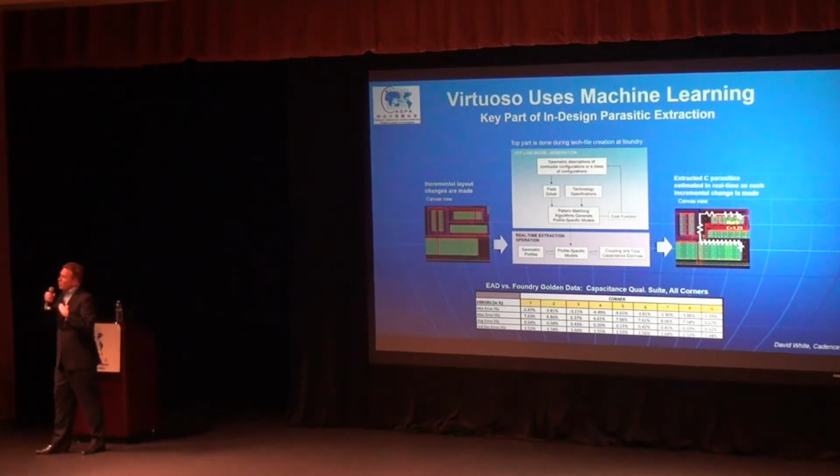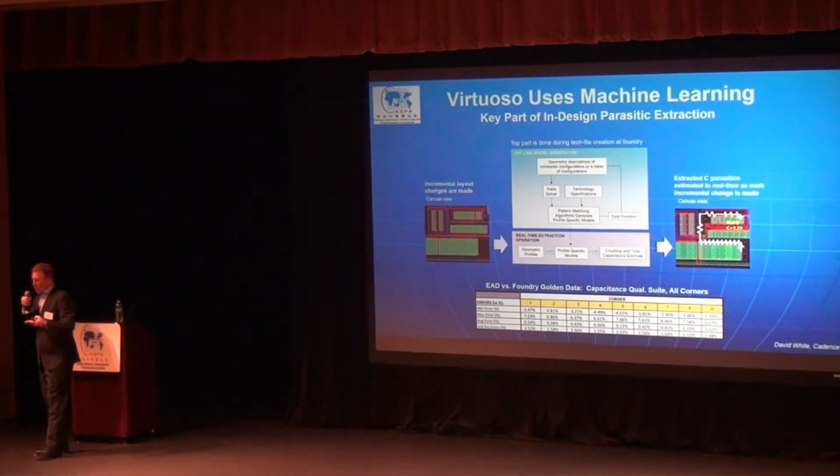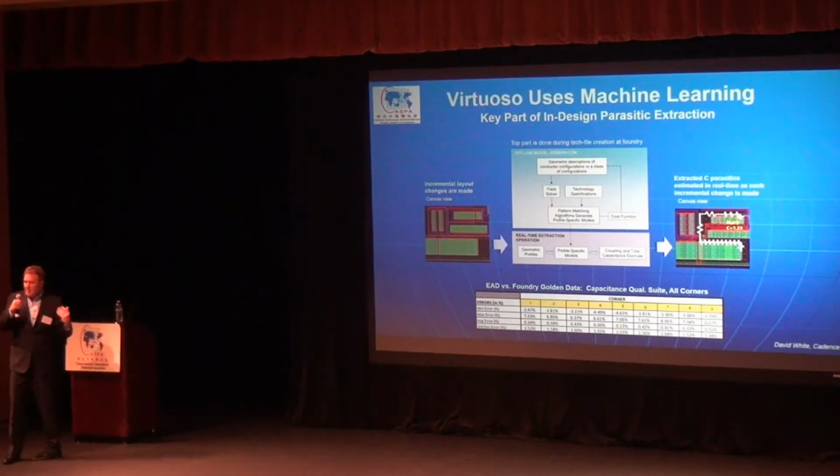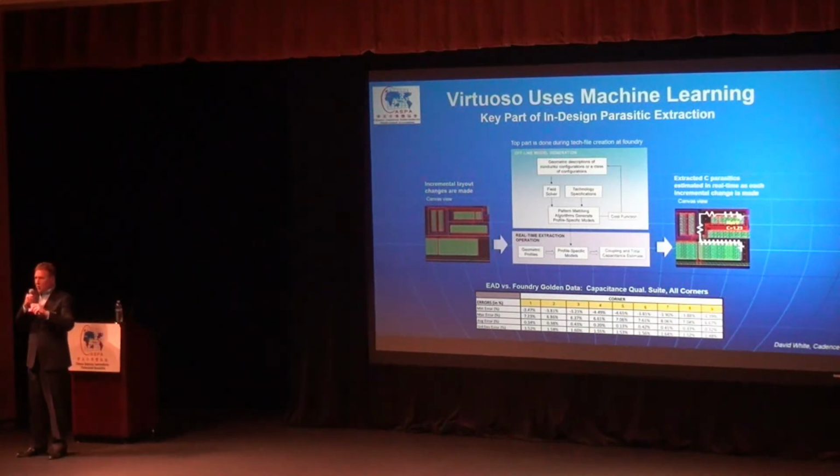So when that tech file gets distributed from the Foundry to all of our users, then they basically have the models, and then when the customer is doing real layout, the geometric profiles, as you're doing your layout, go through memory. Our models are in memory. The machine learning will basically process those shapes. It'll predict the capacitance and then display the capacitance and potential problems immediately on the layout.